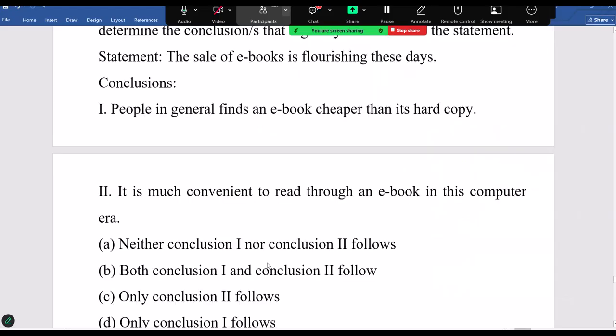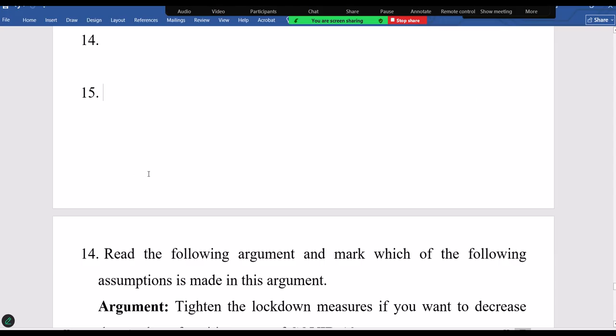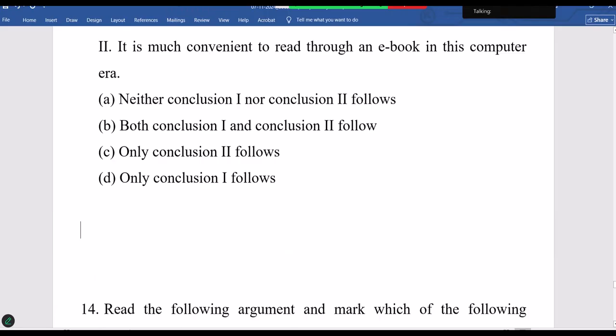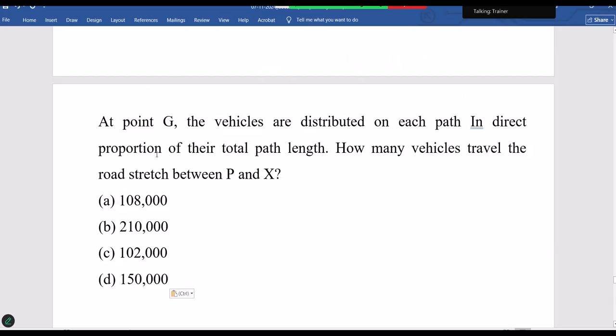And related to the above one itself, there is one question available. This question is also related to the diagram. This is also with respect to the diagram. How can we solve this question? Let's see. At point G, the vehicles are distributed on each path in direct proportion to their lengths. How many vehicles travel the road stretch between P and X?